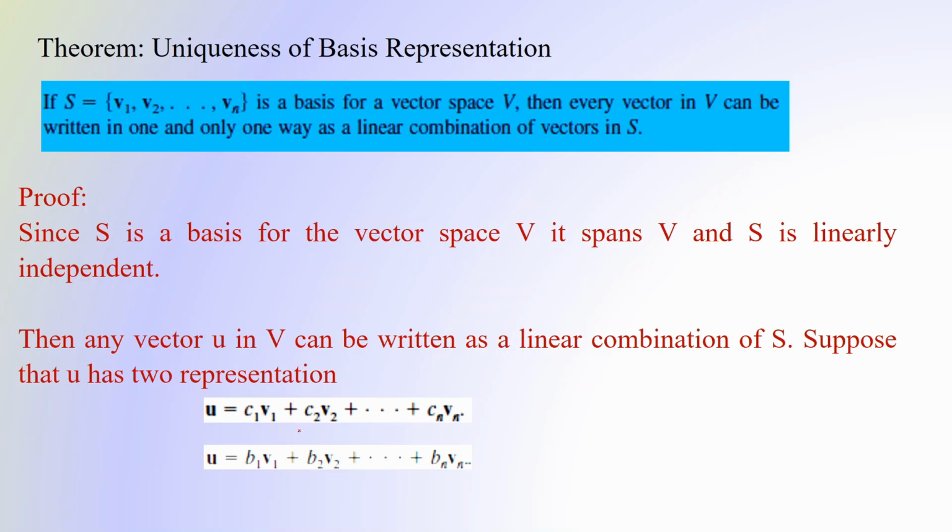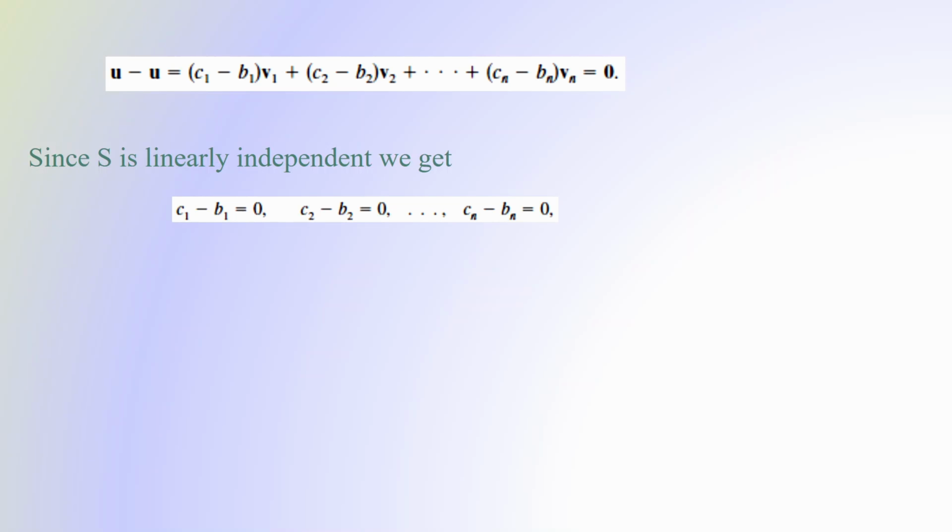So if we want to claim that u has only one representation, that means we have to prove that c1 = b1, c2 = b2, and so on, cn = bn. The coefficients of v1, v2, v3, ..., vn are equal. So how can we do that? Just consider u minus u, then you get 0. So on the right hand side, (c1 minus b1) times v1 plus (c2 minus b2) times v2 and so on. Now we know that v1, v2, ..., vn are linearly independent. So when the linear combination is equal to 0, all coefficients should be equal to 0. So that means you get c1 = b1, c2 = b2 and so on, cn = bn.